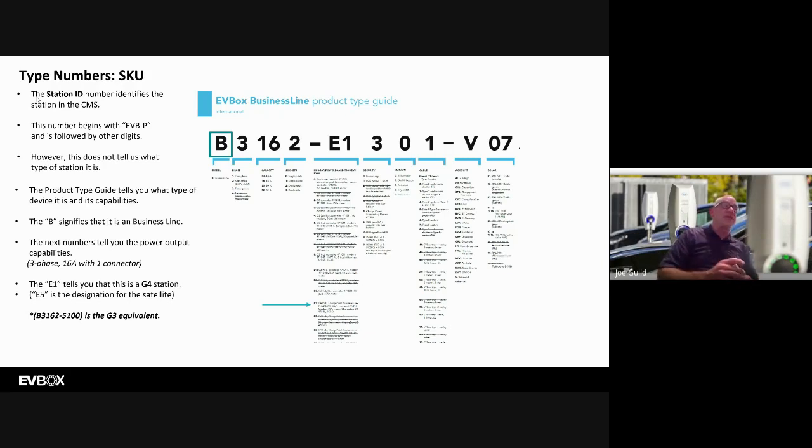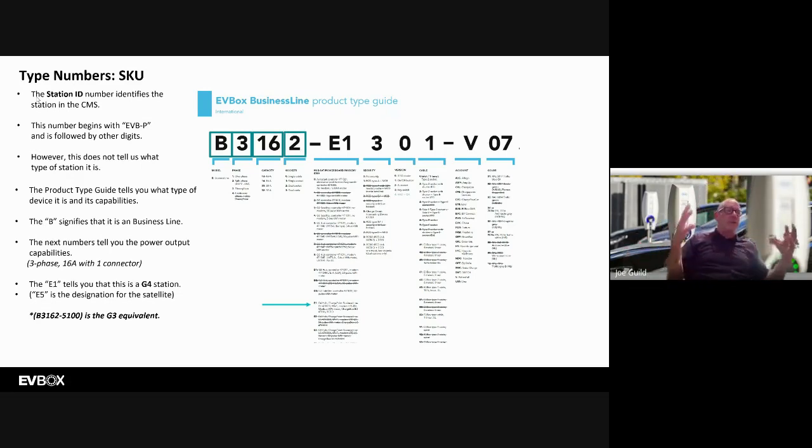The B, of course, stands for BusinessLine, which means that we know that this is a BusinessLine. That's important because the only way to know that is with this article number. The station ID number will not tell you whether it's a BusinessLine or not. We have other AC stations like LV, if you're familiar with that, and of course that's going to start with an E, which is a totally different station. The 3 is 3-phase, meaning it has a 3-phase input and output. So that means I can charge in 3 phases here. 16 is the amperage that we have coming in, that 2.5 millimeter, 16 amp, in this case 3 phases.